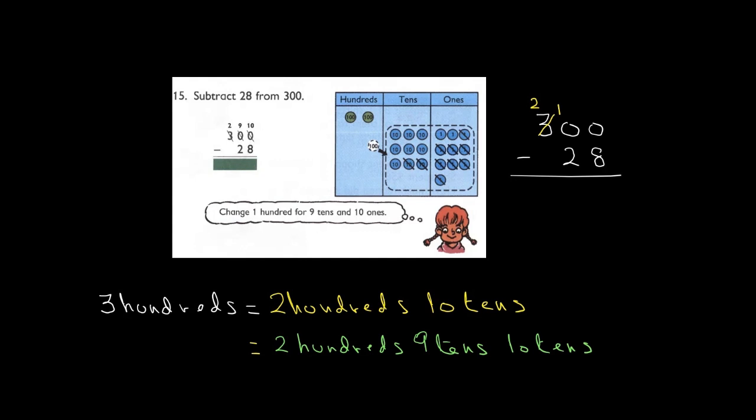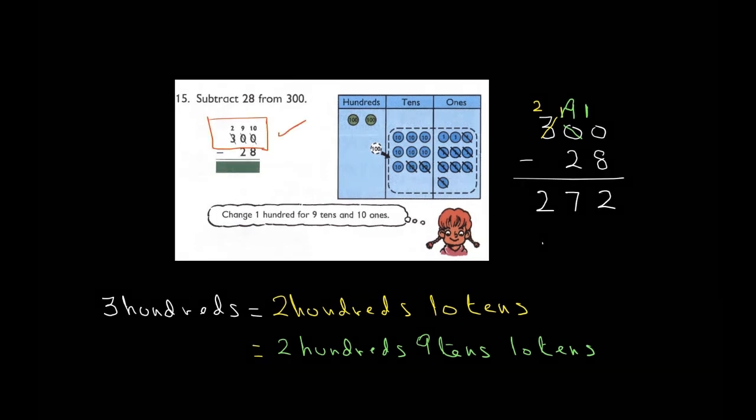I'm going to convert this into a 9, and this actually is going to cross out this 0, and I'm going to have 10 ones. So now I have 10 ones minus 8 ones, which is equal to 2 ones. I have 9 tens minus 2 tens, which is 7 tens, and 200s minus 0 hundreds, which is 200s. So the answer will be 272.